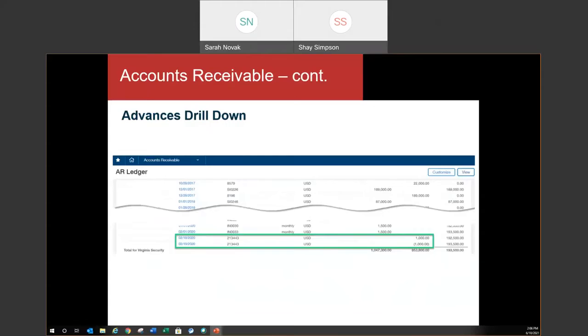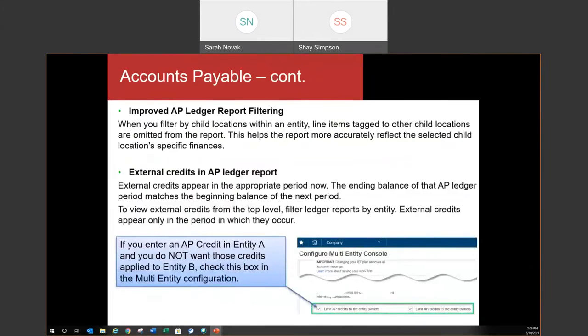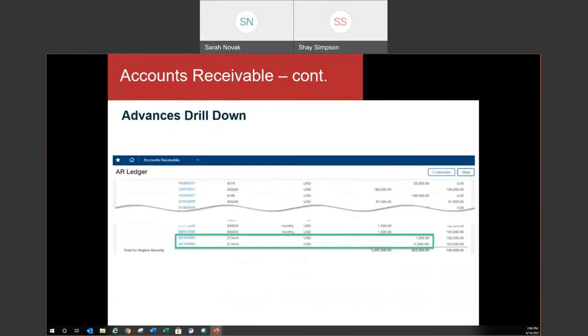All right, in terms of accounts receivable for our, let's skip a slide. Let me go back. I felt like it skipped a slide. No, it didn't. My apologies.